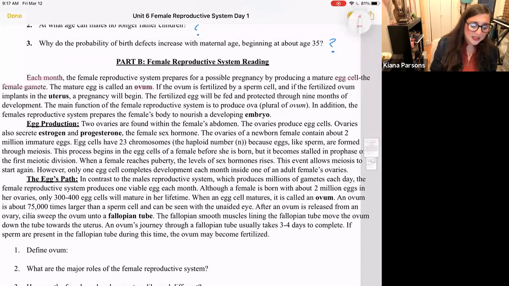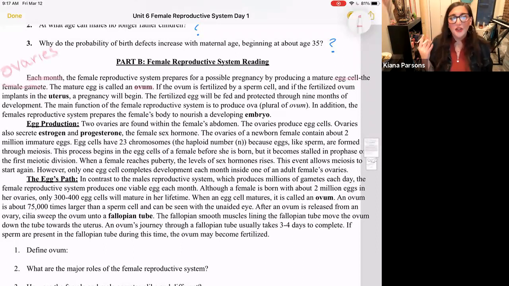And remember, the ovaries are the glands that produce estrogen and other female hormones. And anytime you see that ov, we're talking about eggs. So the mature egg cell is an ovum. If the ovum is fertilized by a sperm cell, and if the fertilized ovum implants in the uterus, a pregnancy will begin. And what is that fertilized ovum? Well, that's a zygote, of course, but the creation of the zygote isn't the only part that is required for a pregnancy to actually happen, right? That fertilized egg needs to implant itself in the wall of the uterus.